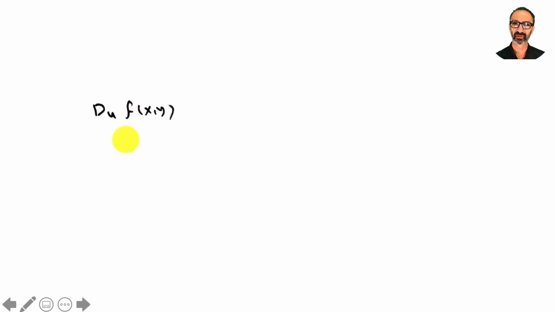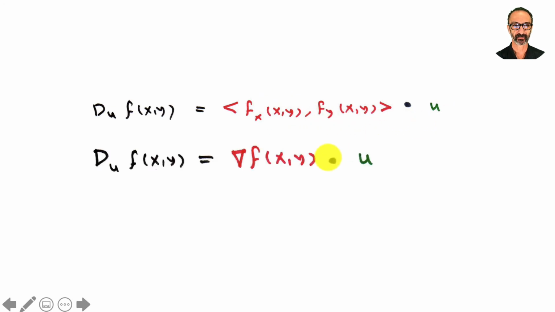The directional derivative of f in the direction of a unit vector u is the dot product between the gradient and the unit vector. We write this in short. That's the gradient, and that's a unit vector.